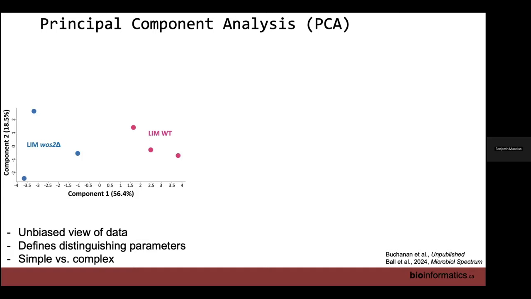But then we can also see differences across our replicates. And so we have our wild type clustering quite nicely together. There's more separation here between our mutants, but it's not a huge percentage that's accounting for that difference. And so you can start to get some information from your data in an unbiased way.